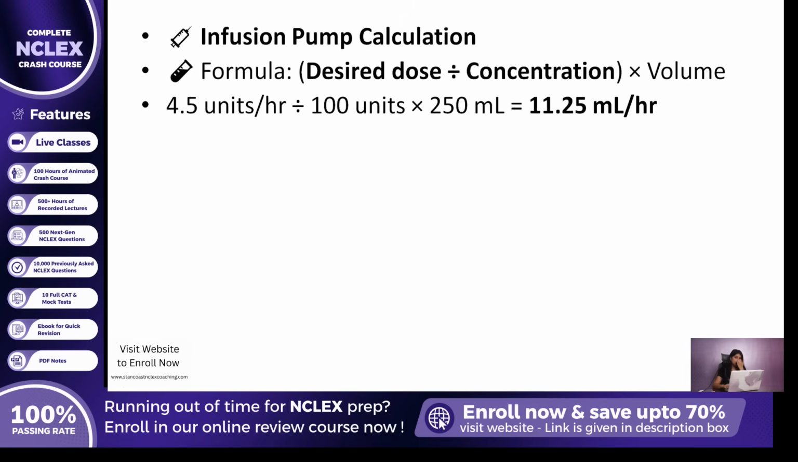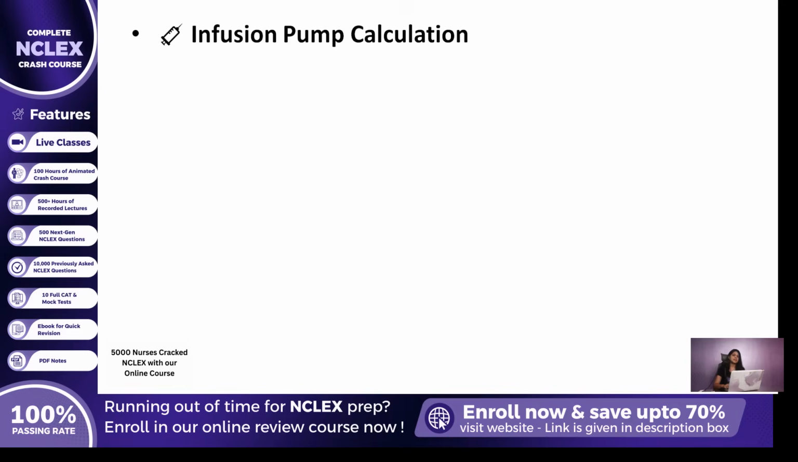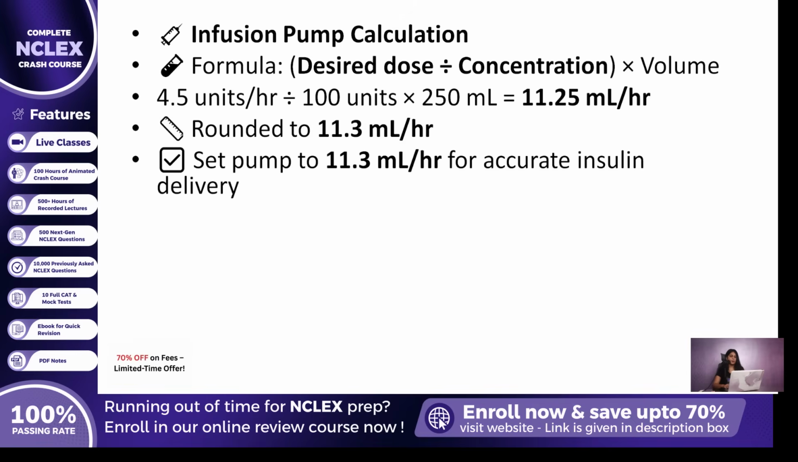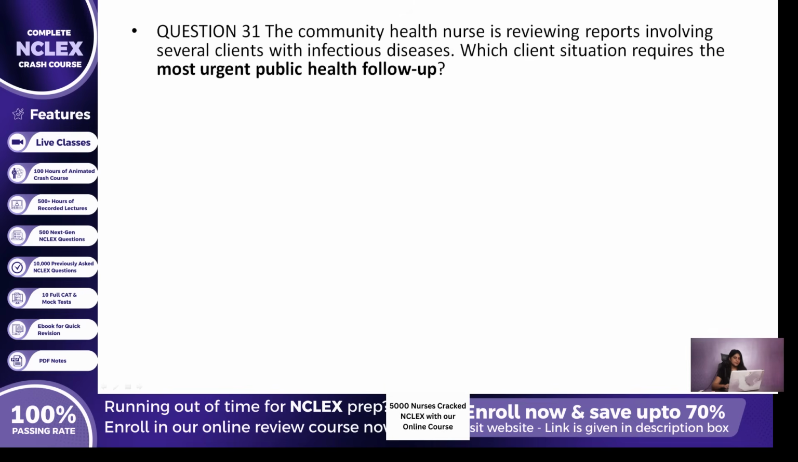So first, divide 4.5 by 100, which equals 0.045. Then multiply that by 250 milliliters, resulting in 11.25 milliliters per hour. After rounding to 1 decimal place, we get 11.3 milliliters per hour. Therefore, the nurse should set the infusion pump to deliver 11.3 milliliters per hour to ensure the client receives the correct insulin dosage. Let us now look at a public health scenario that requires quick nursing judgment.